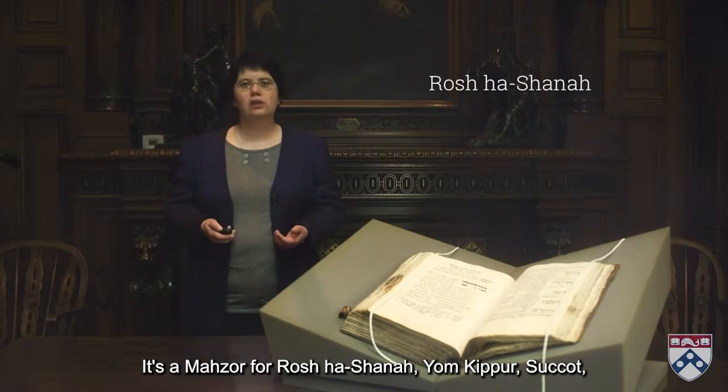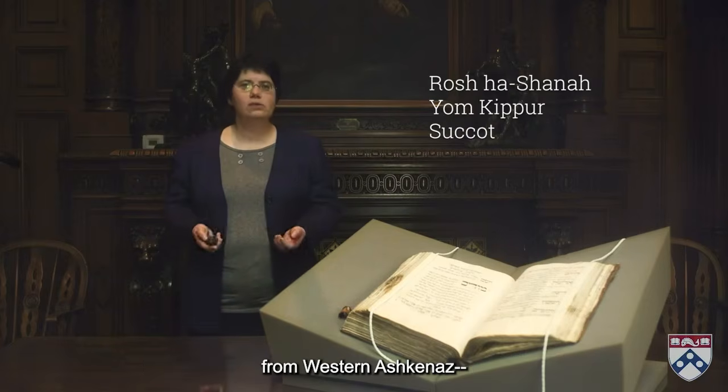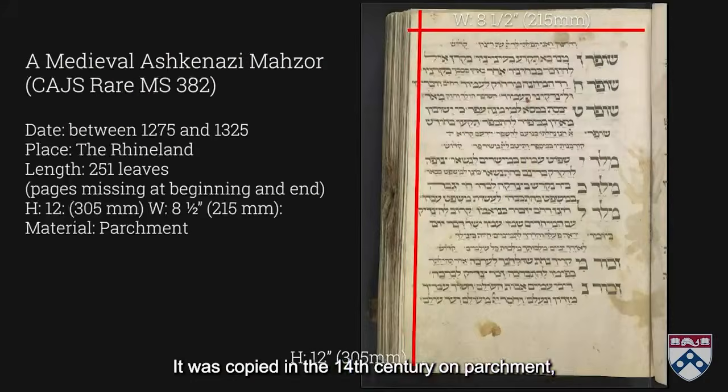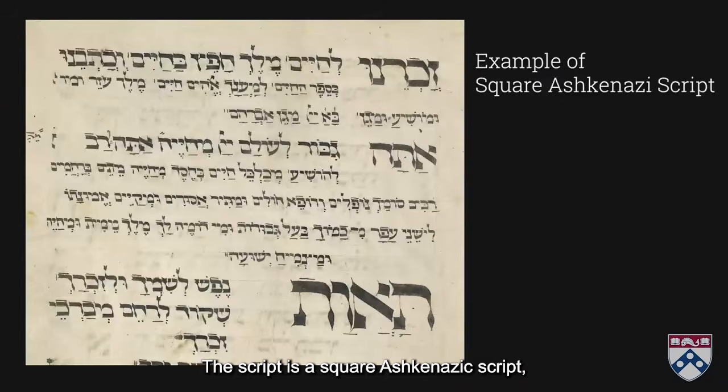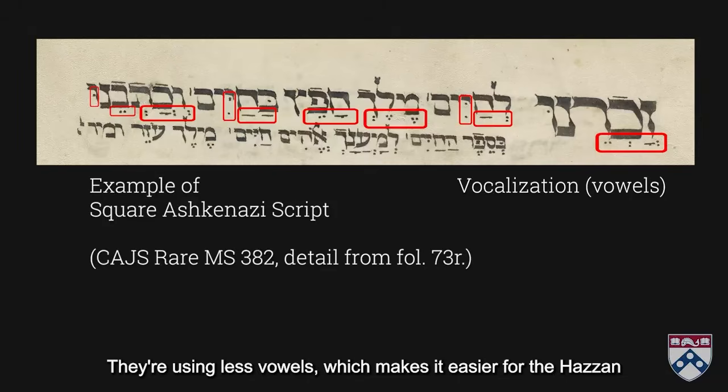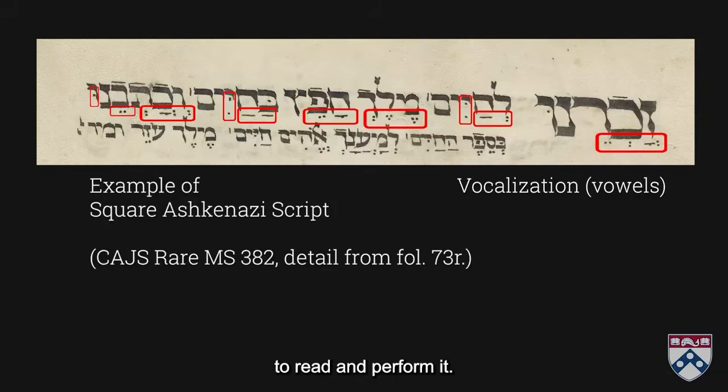It's a Mahzor for Rosh Hashanah, Yom Kippur, Sukkot, from Western Ashkenaz. That's basically the Rhineland in Germany, somewhere in that area. It was copied in the 14th century on parchment, as all liturgical manuscripts in Ashkenaz were using. It has leaves that are a bit larger than letter format, with an average of 21 lines per page. The script is a square Ashkenazic script, very typical for liturgical manuscripts. And also the vocalization that we see is typical for liturgical manuscripts in that it's a simplified vocalization. This is not what we have in Bible manuscripts. They're using less vowels, which makes it easier for the chazan to read and perform it.